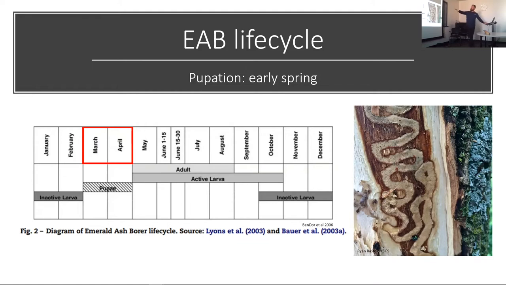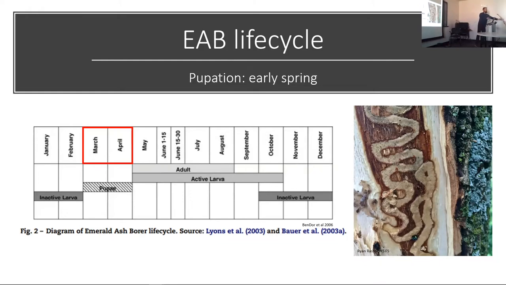And then pupation will typically occur early spring. So it's overwintering in the one year life cycle. It's overwintering as the fourth instar. It'll kind of burrow into the wood a little bit. I'll pass this around. They'll burrow into the sapwood a little bit, and then create a pre-pupal chamber. It'll curl over on itself in a J shape, and then overwinter in that fourth instar, then pupate in the spring, and then emerge as the adult. And that's the whole process.